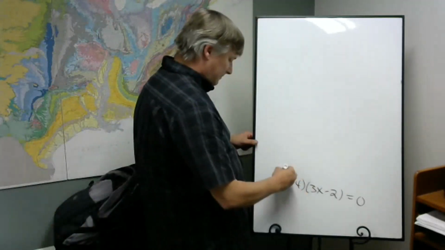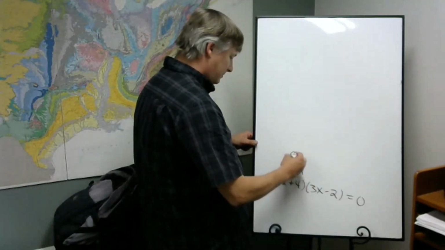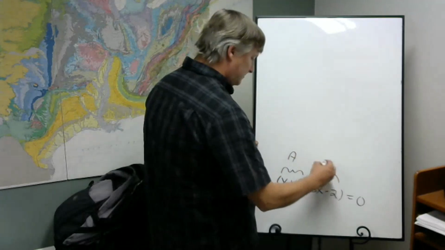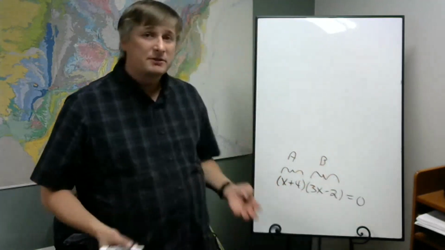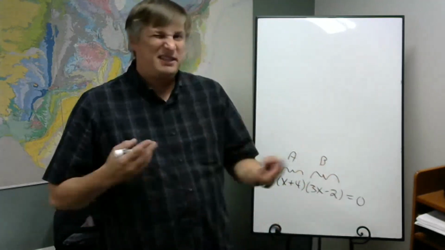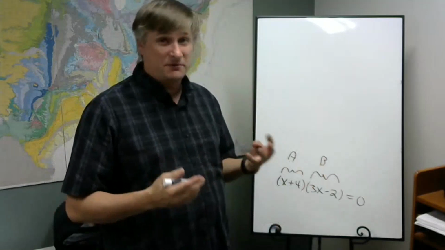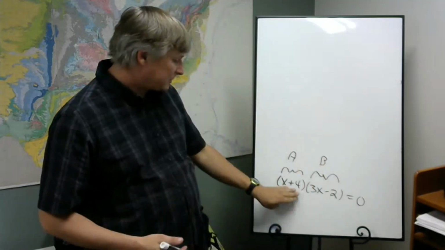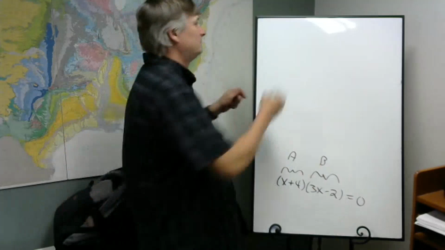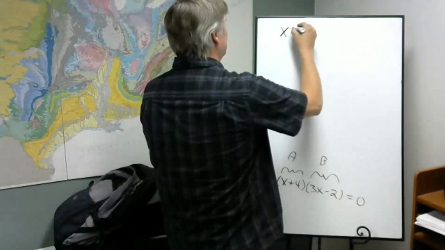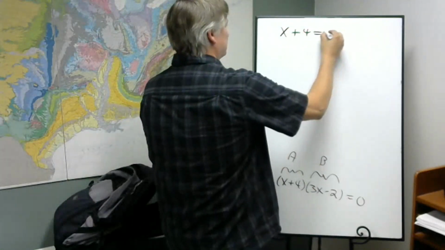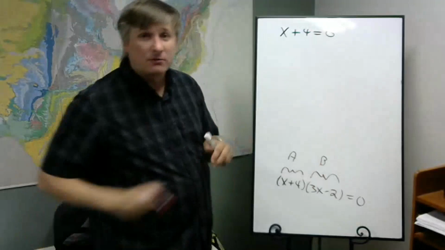So we can let this be A, this be B. So first off, we'll consider A is equal to 0. I'm going to skip a little of the notation here just so it's more efficient. So first off, let's set this equal to 0. And then we solve for x.